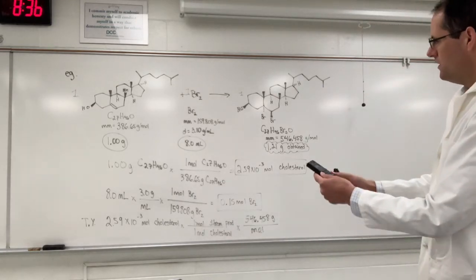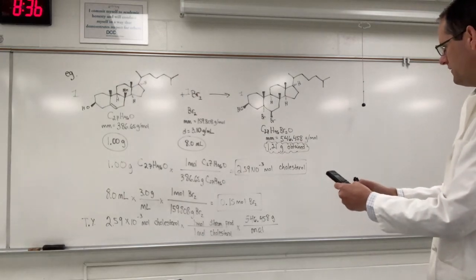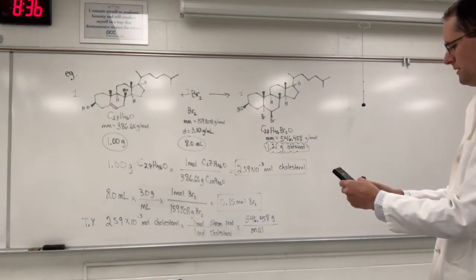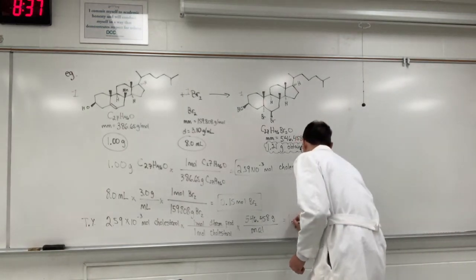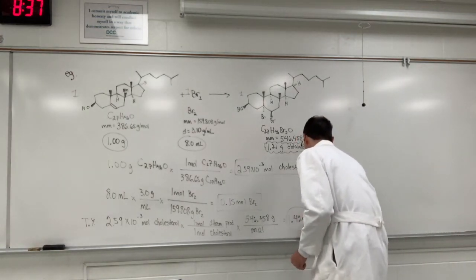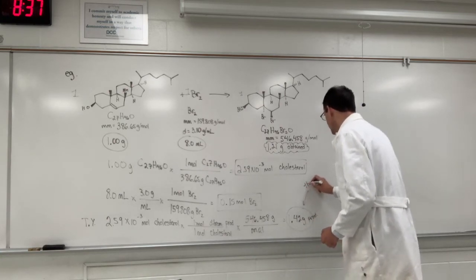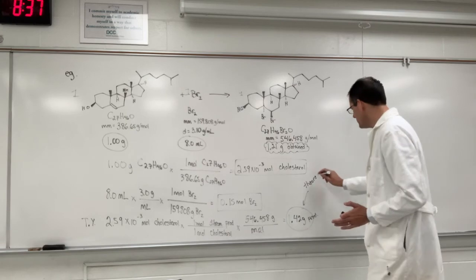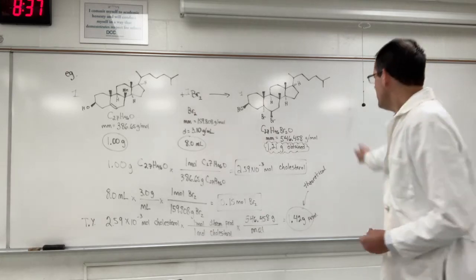So let's do this on a calculator. 2.59 times 10 to the minus 3, times 546.458, and we get 1.42 grams. Now that number is the product, and that's called our theoretical yield. If everything happens perfectly and 100% efficiently, according to the conservation of mass, we should get that. Now we didn't.